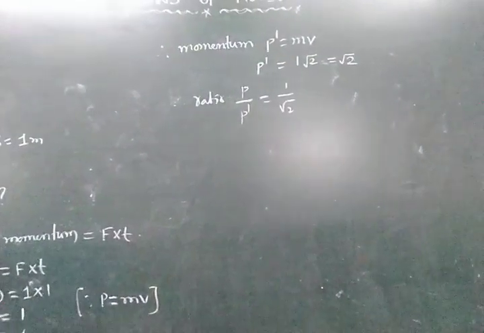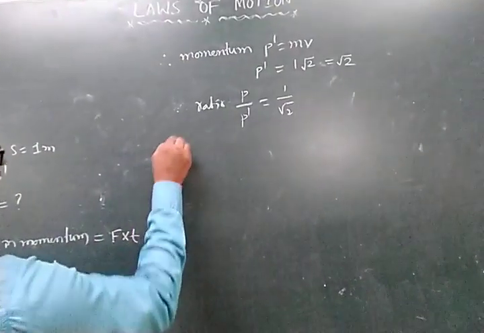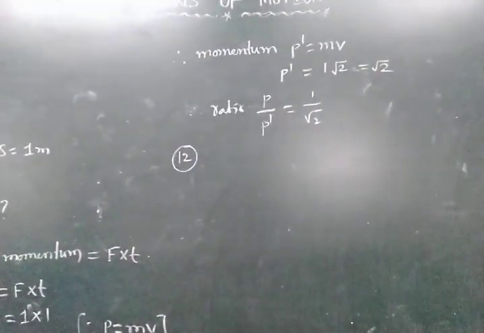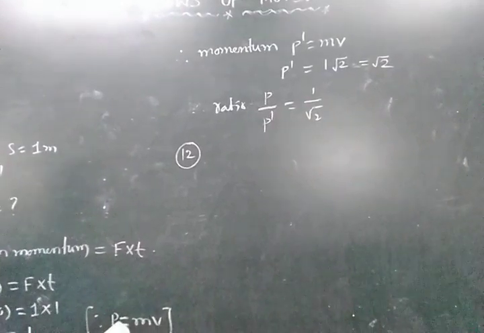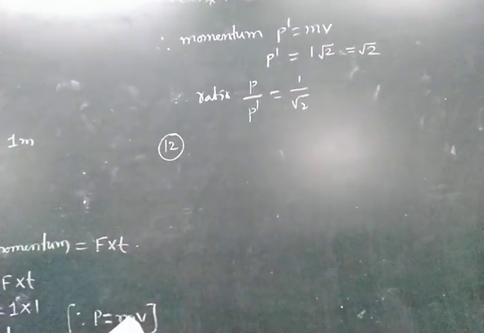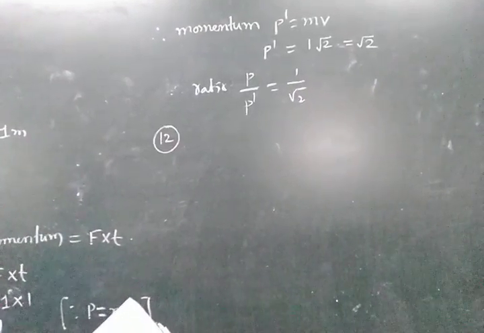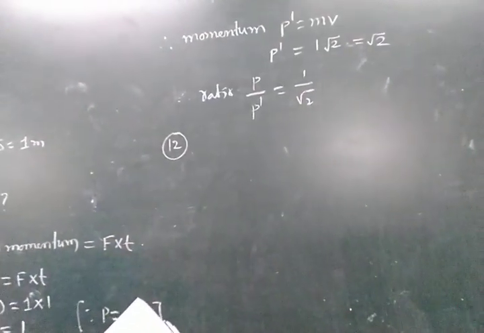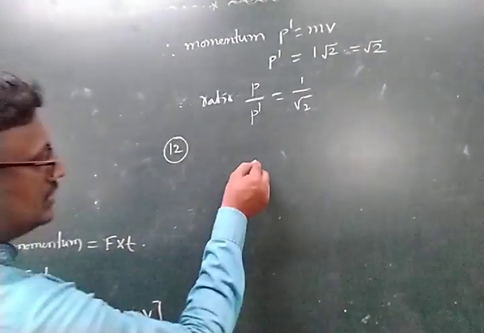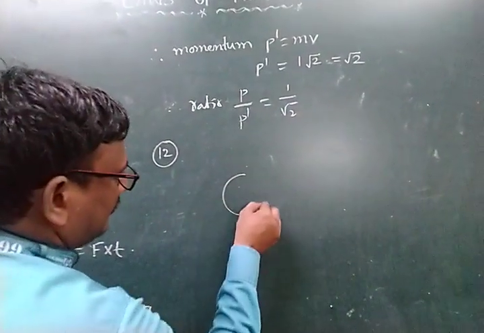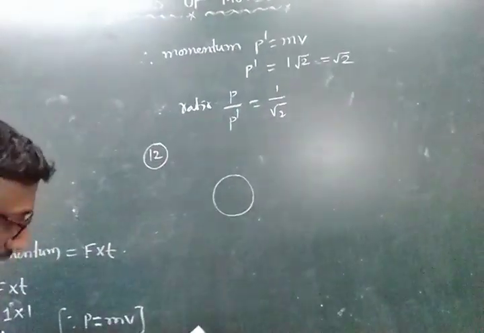Next, question number 12. A balloon with constant weight 160 newtons is moving down with an acceleration of g by 2. See, this is the balloon. What is given here?